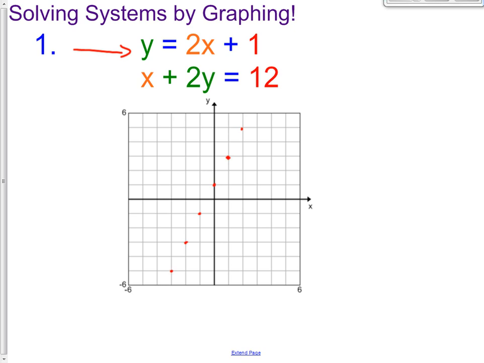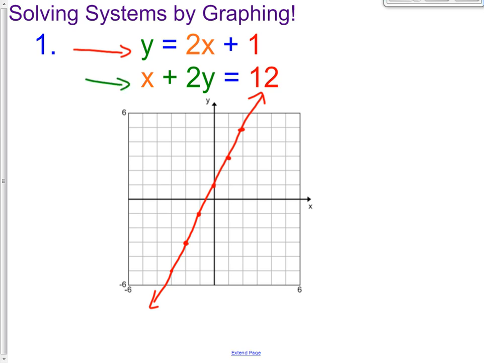Once again, you don't have to put in these other points that I put in sometimes, but it kind of helps to make a straighter line if you aren't using a straight edge on some of your notes. Please make sure you always use a straight edge on your tests. So there's that line, and now we are going to graph this one.